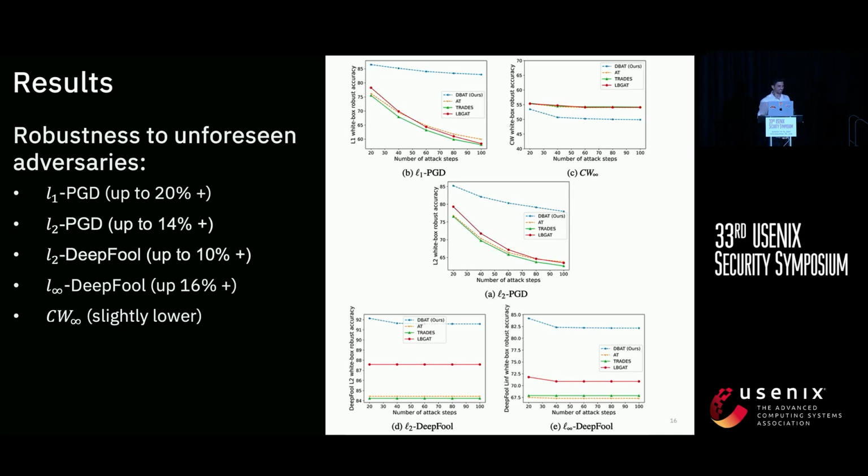Some more results. Okay, so robustness to unforeseen attacks that the model did not see during the training process. We tested the model against L1 PGD, L2 PGD, L2 DeepFool, L infinity DeepFool, and CW infinity. For all attack approaches except for CW, we gained a consistent improvement over some of the most common approaches for adversarial training. On L1 PGD, we get up to 20% improvement, L2 PGD up to 14% improvement, and so on. So our method consistently improves the results even on unseen adversaries.